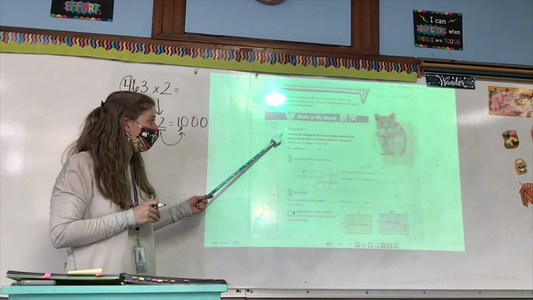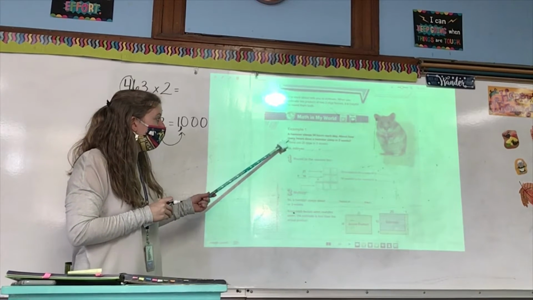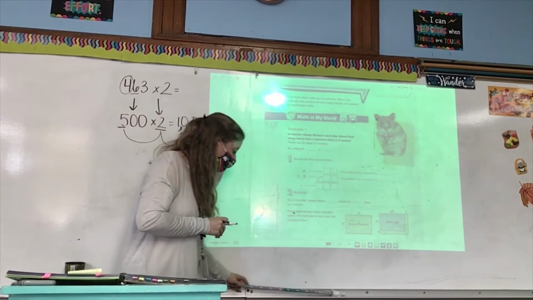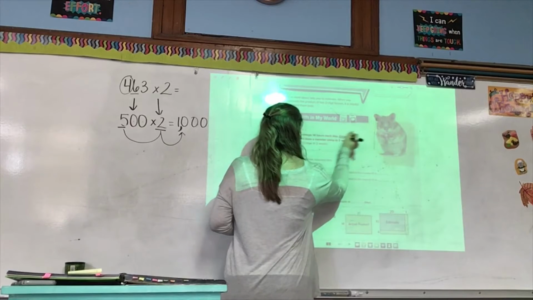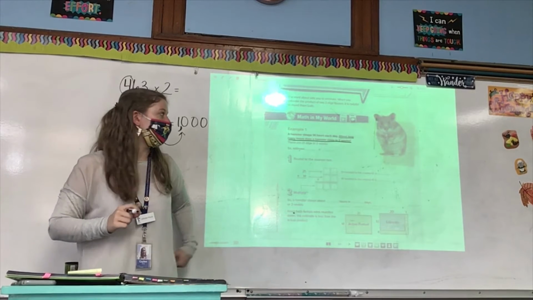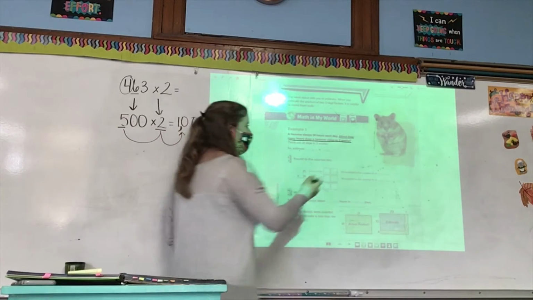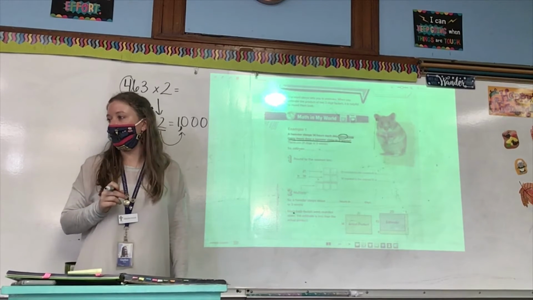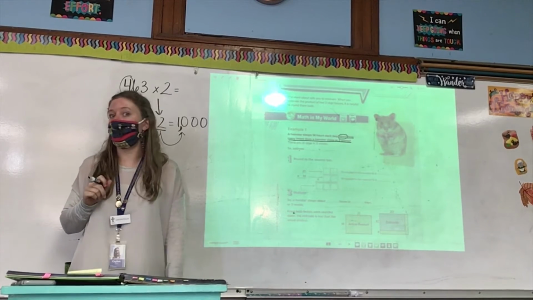Okay, everybody, finger or pencil on example 1. Read in your head while I read out loud. A hamster sleeps 14 hours each day. About how many hours does a hamster sleep in 3 weeks? Okay, so first we find our question, which is, about how many hours does a hamster sleep in 3 weeks? I notice something that's a little different. I see the word about. If I see the word about, am I finding an actual answer? Show me. No. I am doing what?